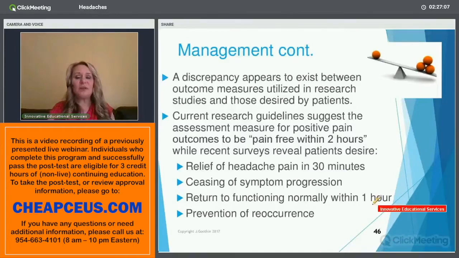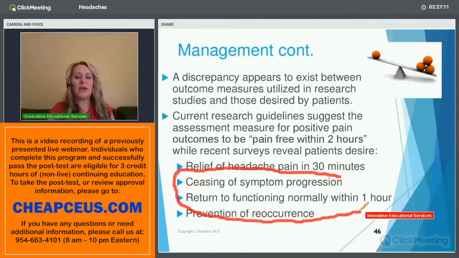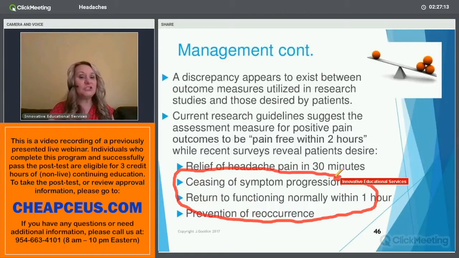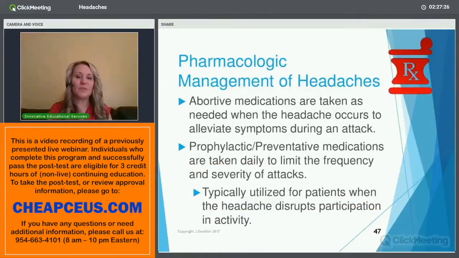So if you consider these different aspects, these are all areas where we can have a great impact on educating our patient and assisting them in these areas. And this would be in addition to the medical management that they're doing with their physician.